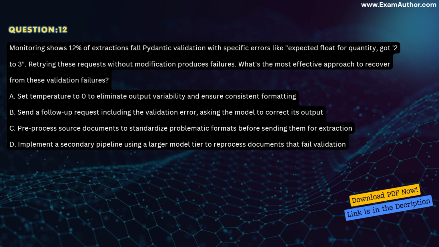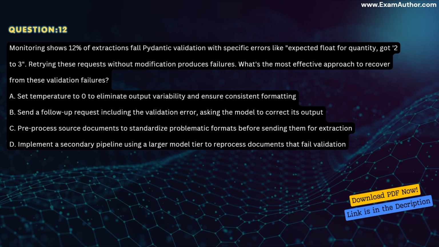A. Set temperature to 0 to eliminate output variability and ensure consistent formatting. B. Send a follow-up request including the validation error, asking the model to correct its output. C. Pre-process source documents to standardize problematic formats before sending them for extraction. D. Implement a secondary pipeline using a larger model tier to reprocess documents that fail validation.